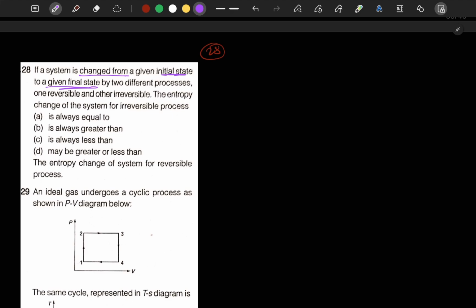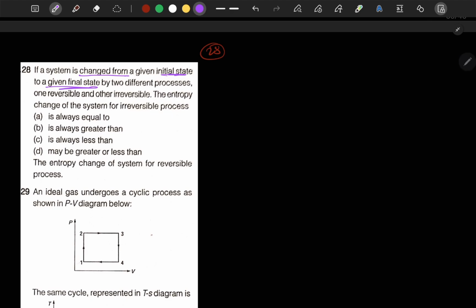We can say that the entropy change for the irreversible process may be positive, negative, or zero. We know that in the case of an irreversible process, the entropy change can be zero, positive, or negative, anything. And it is mentioned how the entropy change will be in comparison to the reversible process. In comparison it may be greater than or less than, we can't say anything.